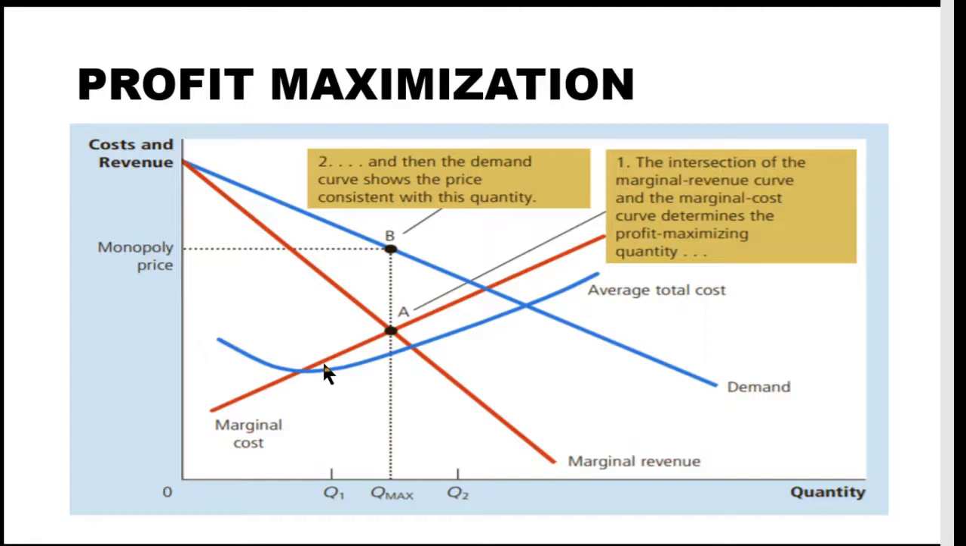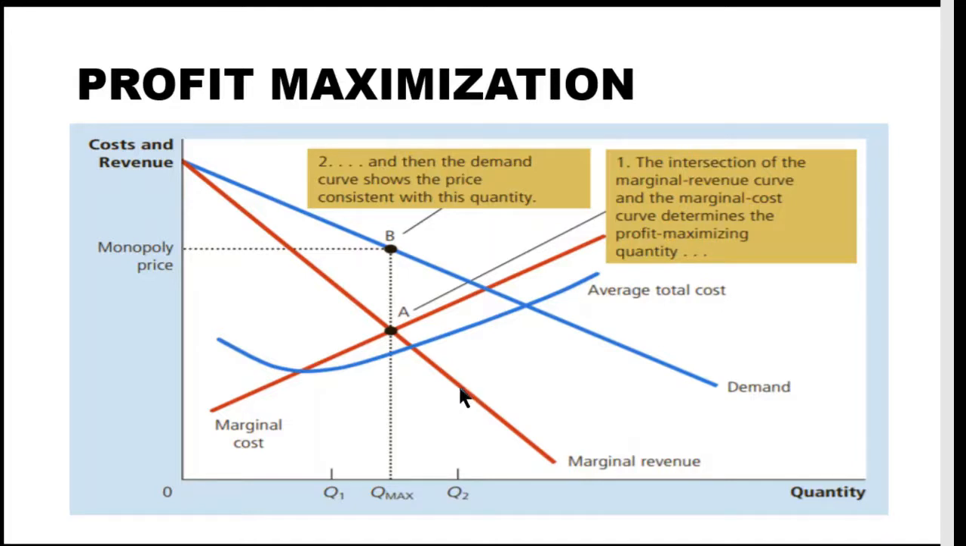A similar argument applies at high levels of output such as here, Q2. In this case, marginal cost is greater than the marginal revenue. Look at this marginal cost, it is higher, above the marginal revenue curve. So at Q2, what will happen? If we reduce one unit, since it moves back, the cost saved would exceed the revenue lost. Thus, if marginal cost is greater than the marginal revenue, the firm can raise the profit by reducing production.